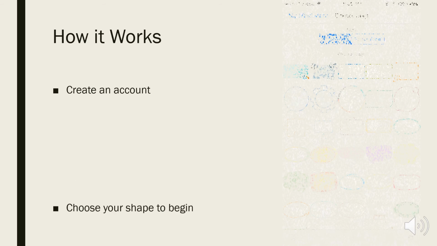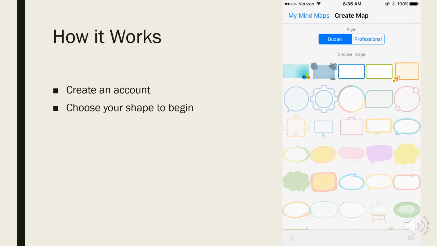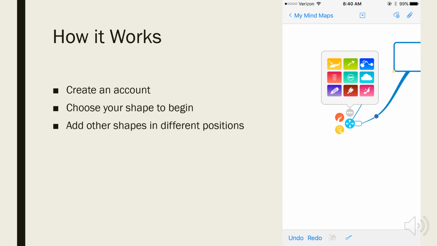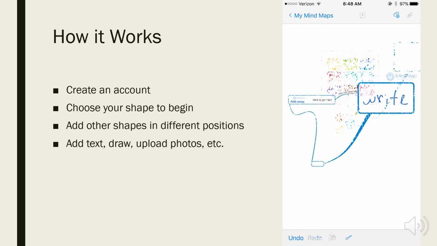So how this app works is you have to create an account, and then to start you choose kind of an anchor shape that will be the center of your mind map. And then you can add in other shapes in different positions, and you can see that they're all connected and there are a bunch of different options. You can draw in these shapes, you can write text, you can upload photos. There's just a lot of different options to do with this.